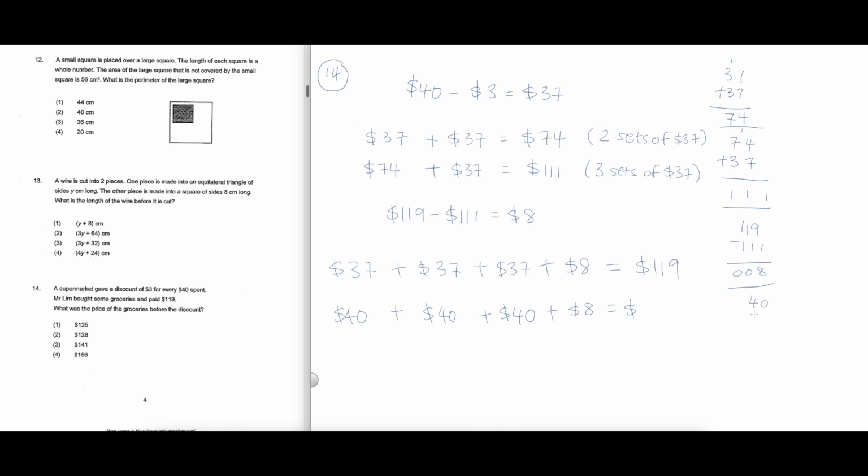Alright, so 40 plus 40, you're gonna get 80. Then let's add another 40. I'm gonna get 120, and then 120, I'm gonna add 8, and that's my answer, 128. Okay, your answer is option 2. Got it?